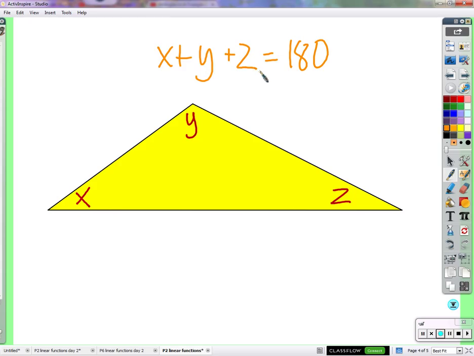Yes. It should be. We showed it three different times. We showed it with scraps of paper. We showed it up here with the copies, rotating twice, and the parallel lines and transversals. We showed it three different ways that this is true.